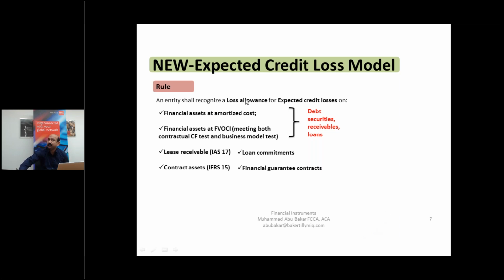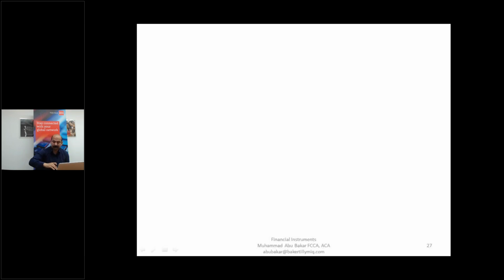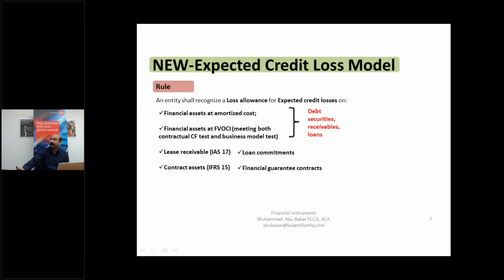So entities shall recognize a loss allowance for expected credit losses. What you expect has not, in fact, been incurred yet, but you expect that this much loss may be incurred in the future. So you are required to recognize that loss now.